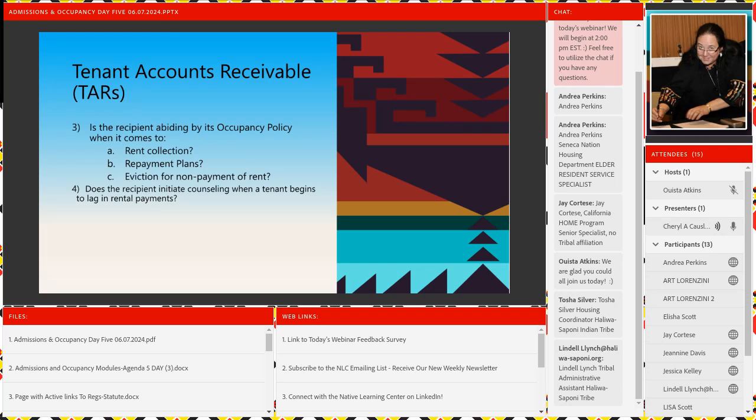Is the recipient abiding by its occupancy policy when it comes to rent collection or repayment plans, eviction for non-payment of rent? Does the recipient initiate any type of counseling when a tenant begins to lag in those rental payments?